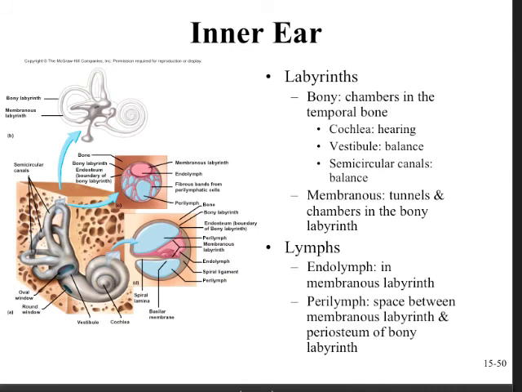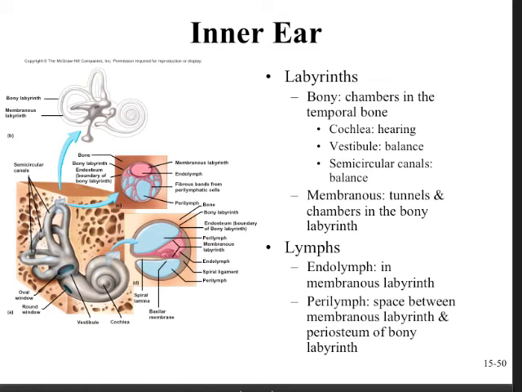Let's talk a little bit about the inner ear. The inner ear is embedded in the temporal bone. The 2 labyrinths are the bony and the membranous labyrinth. The bony labyrinth is basically a series of canals inside the temporal bone housing the cochlea, the vestibule, and the semicircular canals. The membranous labyrinth are the tunnels and chambers in the bony labyrinth that are made up primarily of soft tissue and are part and parcel of the organs, both of hearing and of balance.